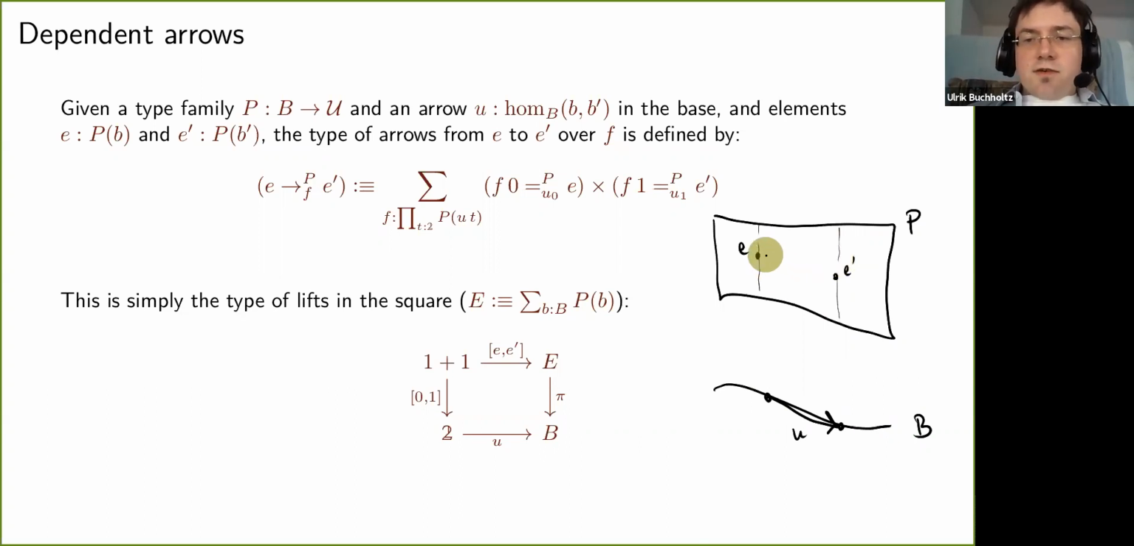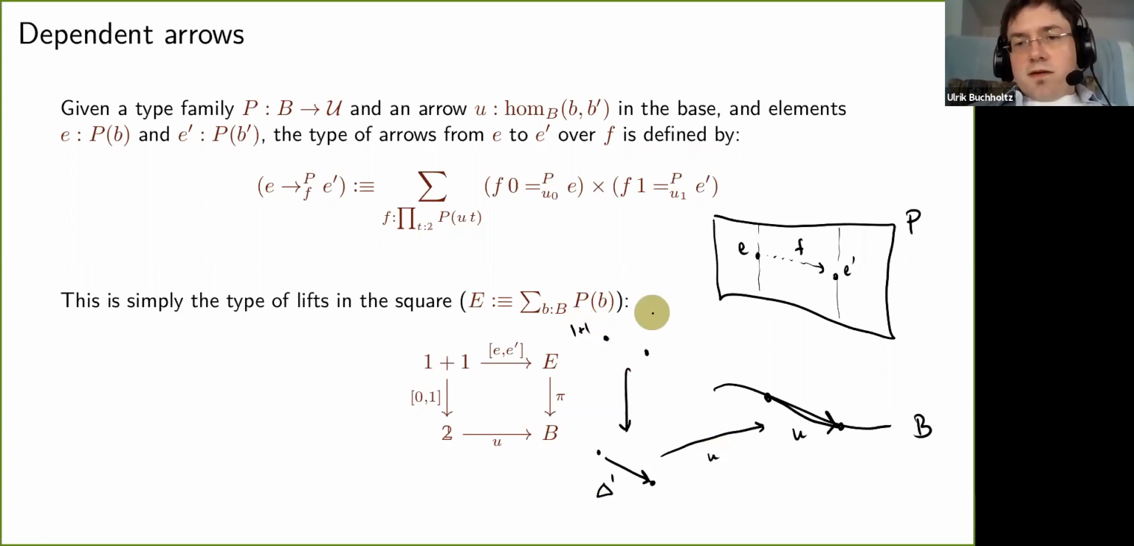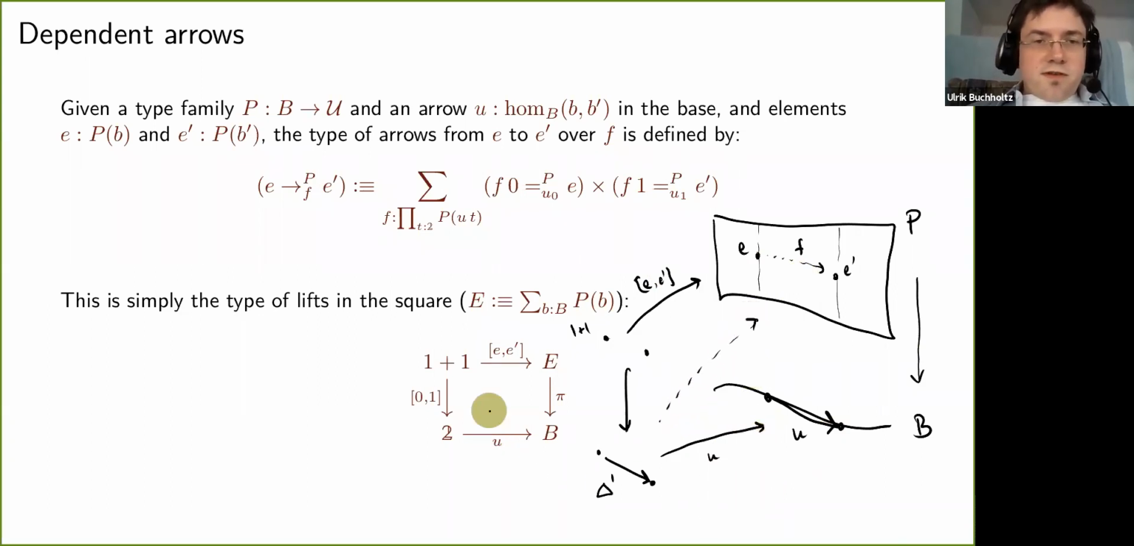Then the type of arrows lying over U, F, we can give as an extension type relative to the two endpoints sitting inside the directed interval. U is this map here to B. This is delta 1. This is 1 plus 1. And E and E prime are these points up in the total space, agreeing with the endpoints of the directed path U. And then an F is an extension like this. So it's also a lift in this square.